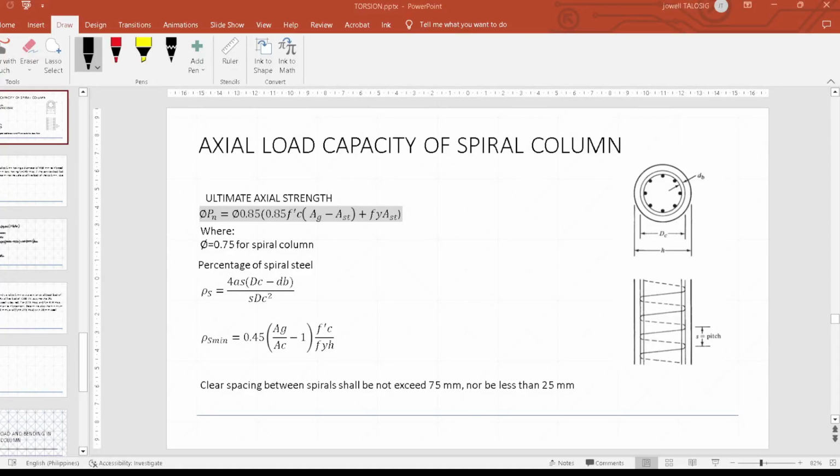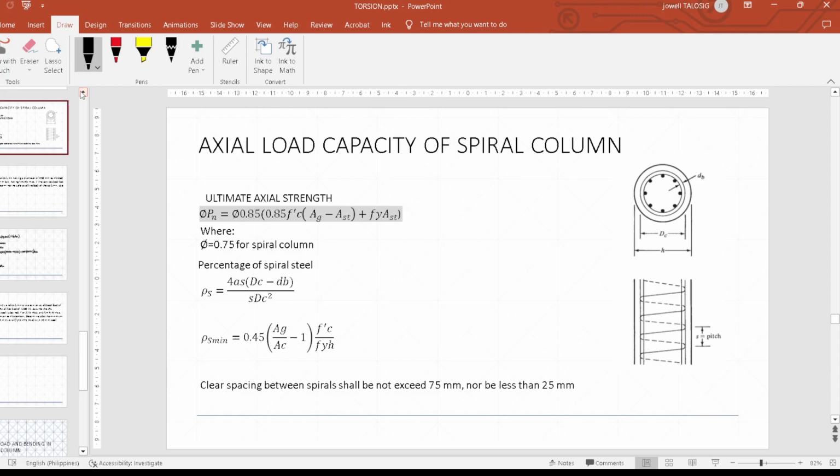Good afternoon, class. So this is our lesson for today: axial load capacity of a spiral column. So nung nakaraan class, no, we discussed about axial load capacity of tied columns. Ngayon naman ay spiral column tayo. So they have a similar formula.